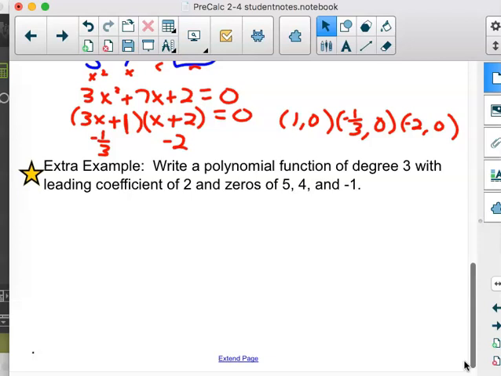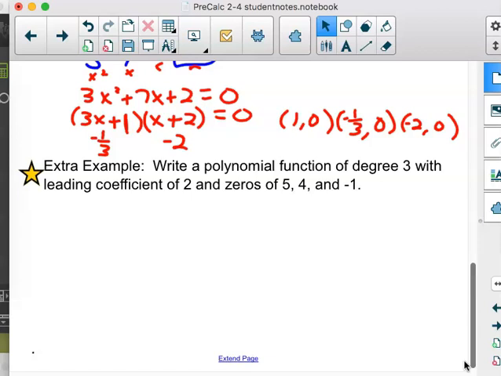So we want to write a polynomial function of degree 3 with leading coefficient of 2 and zeros of 5, 4, and negative 1. So here's the thought process. Degree 3, not going to be a problem. They told me the 3 zeros. But we haven't made a leading coefficient of 2 before. Well, start with what you know.